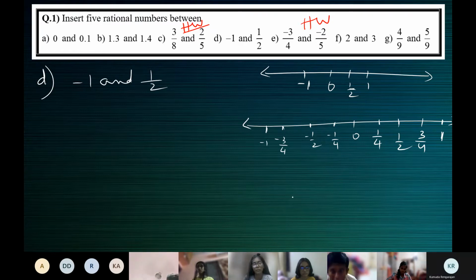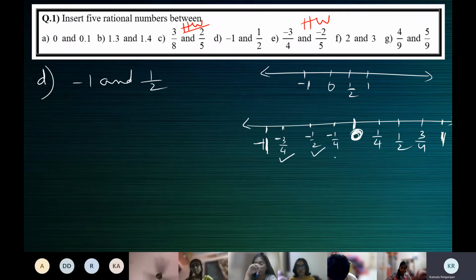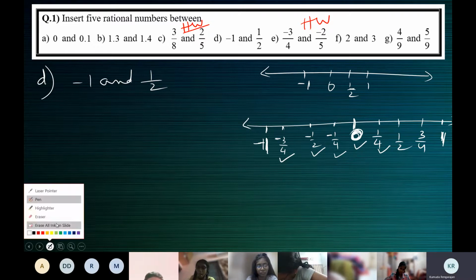Is this correct? Now you can see 0 here, -1 here, and 1 here. Between 0 and -1, we have minus quarter, and there are many more. But what we easily understand is minus quarter, minus half, -3 by 4. So you can write -3 by 4, minus half, minus quarter, 0, quarter. These are 5 rationals between -1 and half. I'll show you the number line again, children.